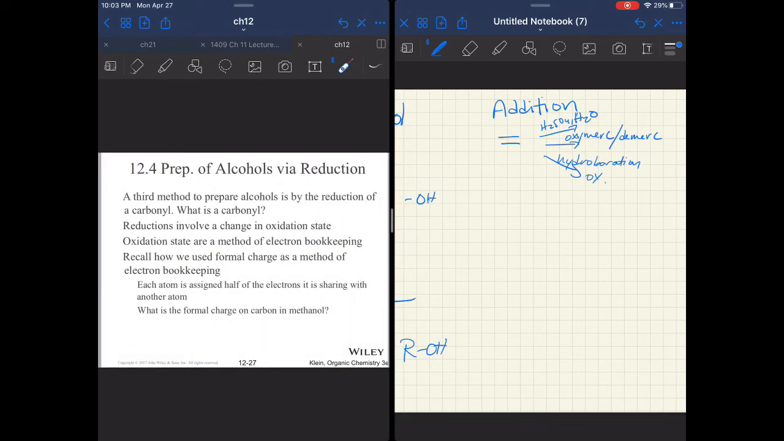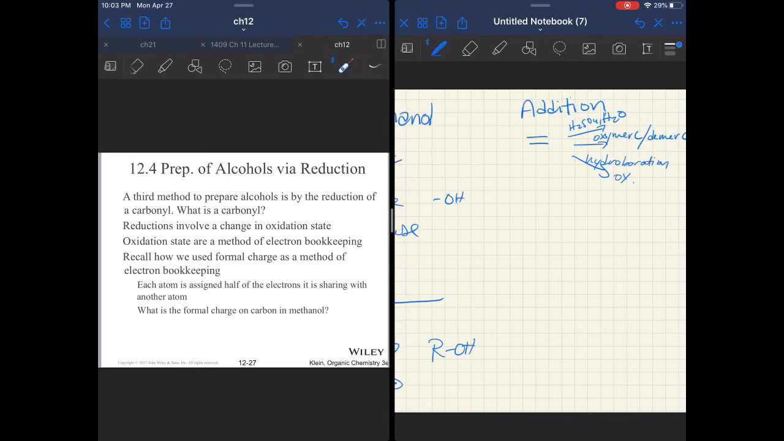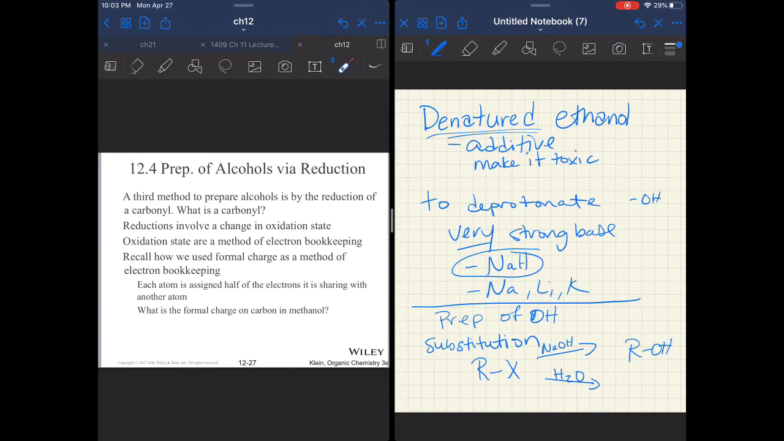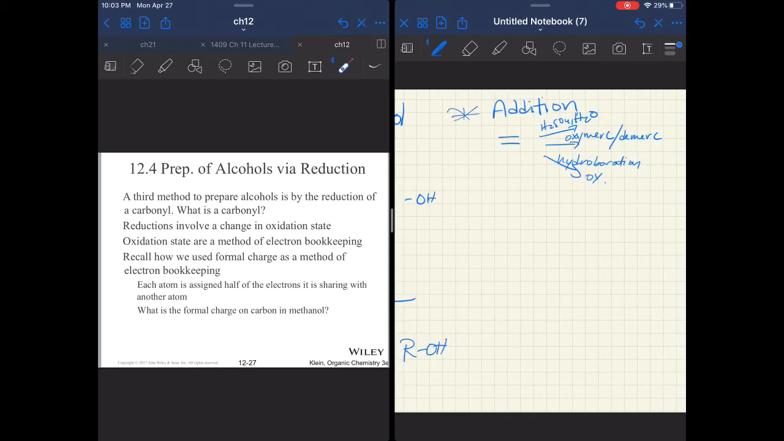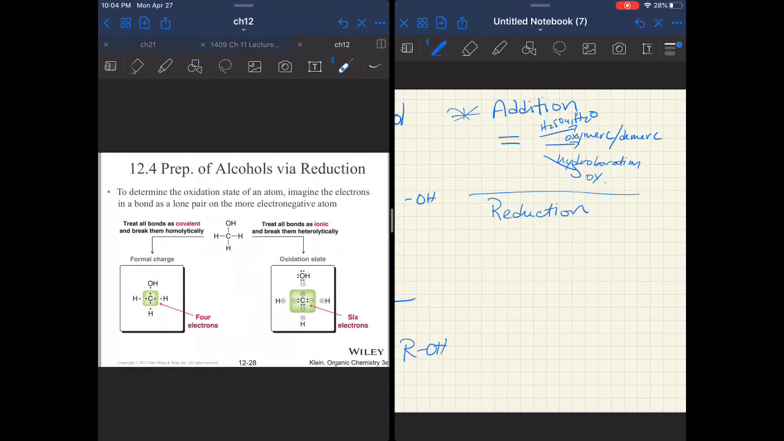A third way to prepare is going to be new. So for preparation, substitution was review from chapter 7. Addition is review from chapter 8. Reduction is going to be new. So your reducing agents, you're going to need to keep track of. You're going to be reducing.